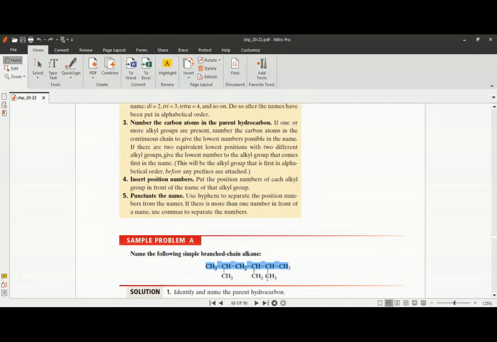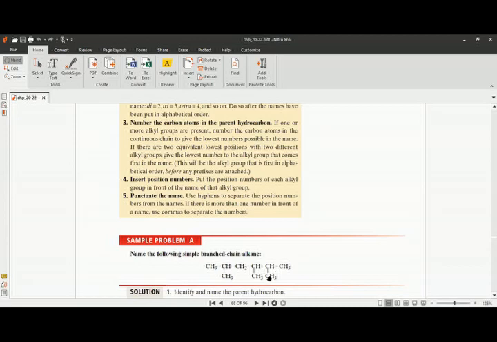We have here CH3, CH3, CH3. So we have 3 methyl groups. So we are going to say trimethyl, but I need to know the order of these branched methyl groups according to the numbers of the carbon atoms they are connected to. Should I choose from here or from here?